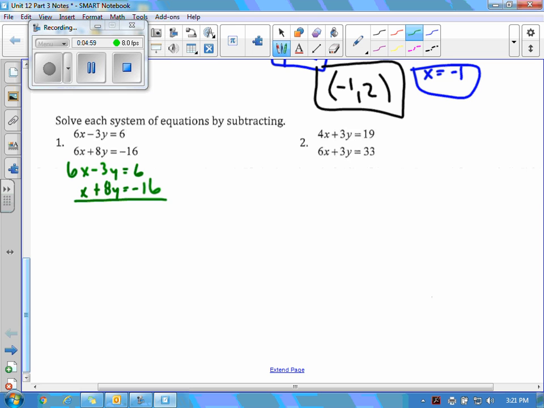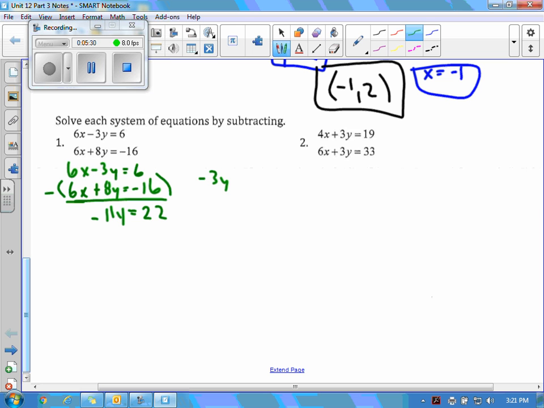I'm going to subtract. So I put a subtraction sign out in front of all of this. 6x minus 6x is 0. Negative 3y minus 8y is negative 11y. Make sure you keep track of your subtraction. Then I have 6 minus negative 16, which is 22. Let me break those down for you.